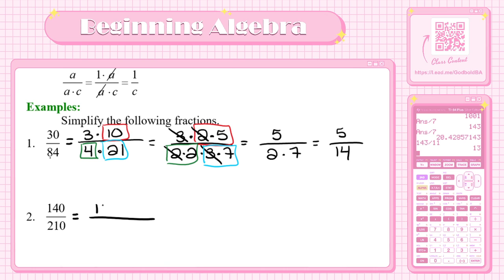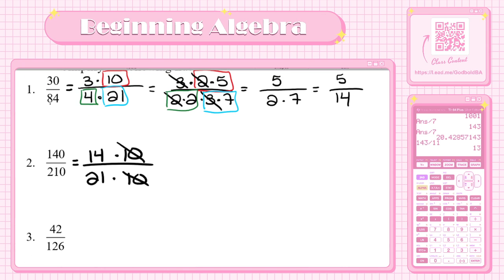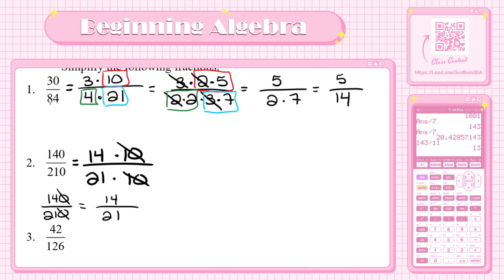So maybe they'll write 140 over 210 as 14 times 10 and 21 times 10, and cross them out, right? But you could also have been a little slick about it. You could have said, well, 140 and 210, I'm going to cross out those little zeros there, and I just have 14 over 21. So you could have also done that.